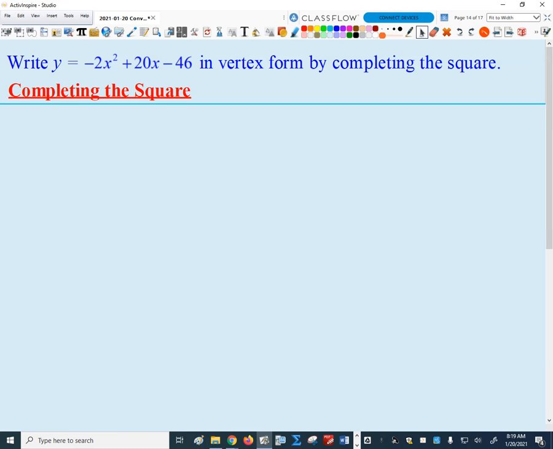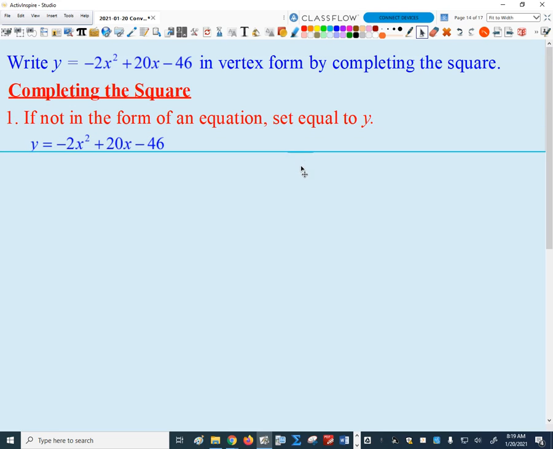Okay, so first, set it equal to y. We want to write it as an equation, so it's already done. Now we've got to make this look like x squared plus bx. Well, there's a couple things I've got to do. I'm going to have to get rid of a constant, but I've also got a coefficient of x that I'm going to have to divide away. I want to do this by reversing order of operations though, because I'm essentially trying to isolate something, right?